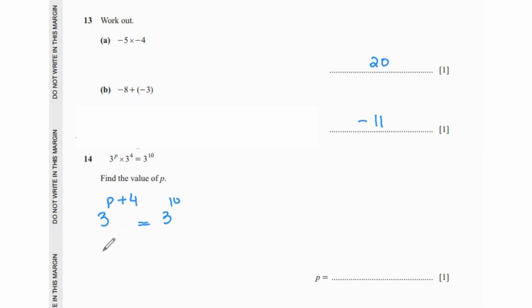Now, whenever you have the same bases on each side of the equal to sign, we can put the powers equal to each other. So p plus 4 equals 10, and then p is going to be 10 minus 4, which is 6.